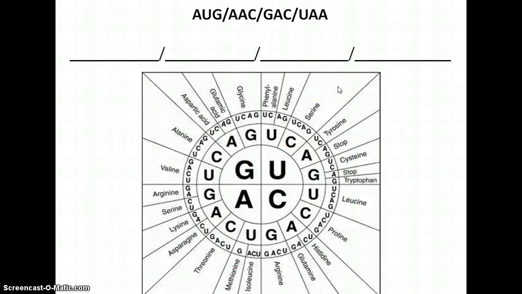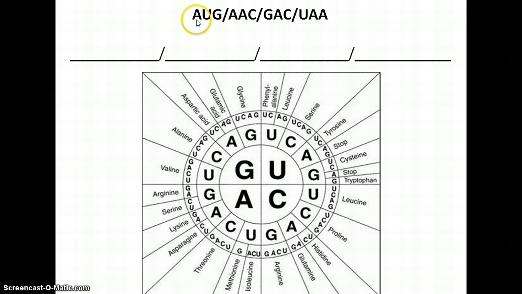Okay. Now I wanted to show you another option. We actually never know what kind of codon chart we're going to see on the standardized tests here in the state of Texas. So I want to teach you also how to read this one. Many biologists and geneticists prefer this codon chart because it's, in my opinion, much easier to read. For this one, you simply start in the center. So you have an A, G, U, C, and this is the first letter of your codon.